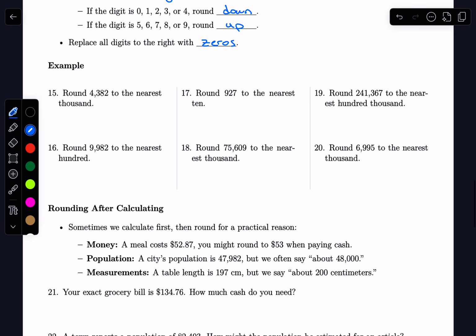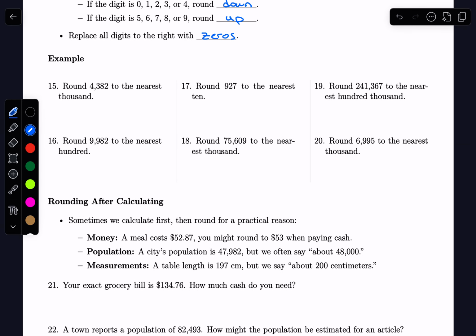So number 15, we want to round 4,382 to the nearest thousand. So what we do is we look at the place value described. Since it says 1,000, I'm going to look at the 4, but then we're going to look at the number to its right. The number to its right is a 3. A 3 tells me to round down. So instead of rounding this number up to 5,000, we're going to round it down to 4,000. So what I'm saying is that this number is closer to 4,000 than it is to 5,000. Okay, so we round down to 4,000.